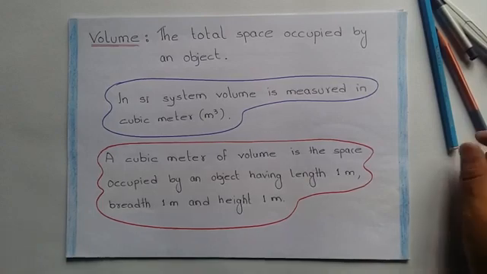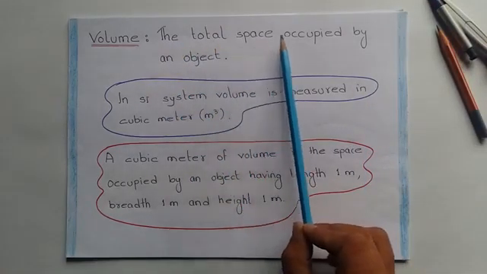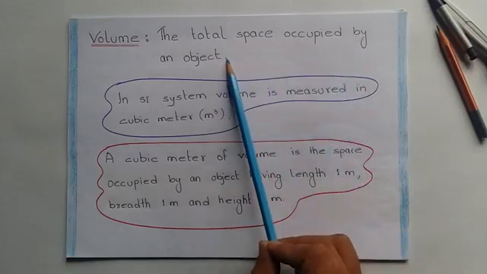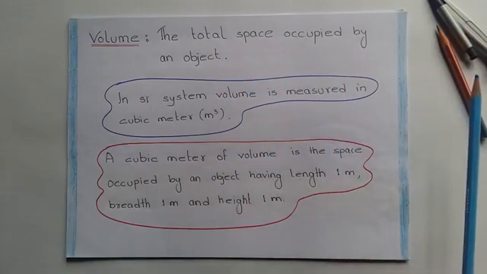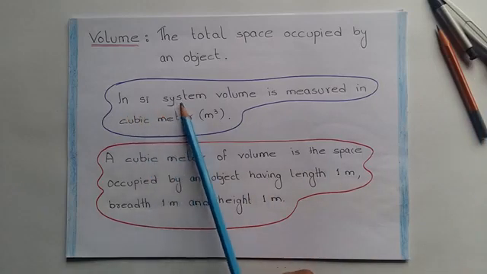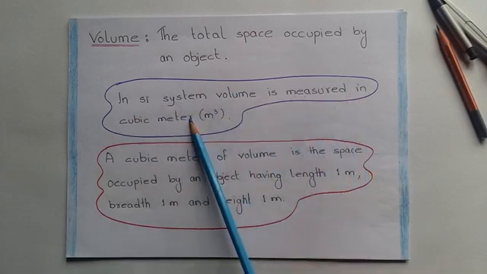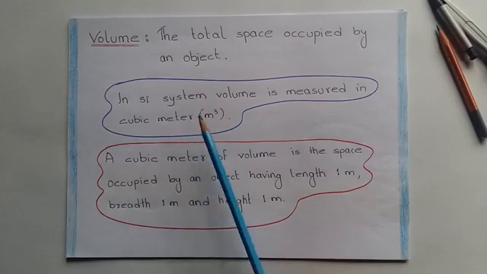Let's see the definition of volume. It says the total space occupied by an object is called volume. Okay, volume is just the total space occupied by an object. In SI system, volume is measured in cubic meter. The unit of volume in SI system is cubic meter.